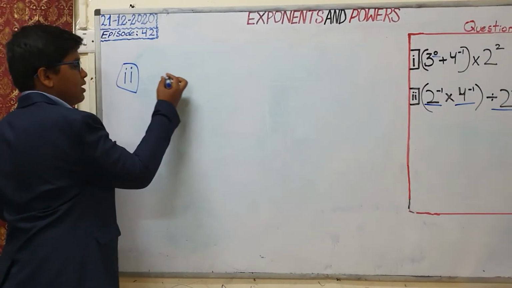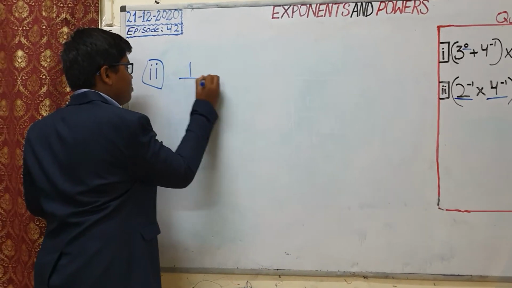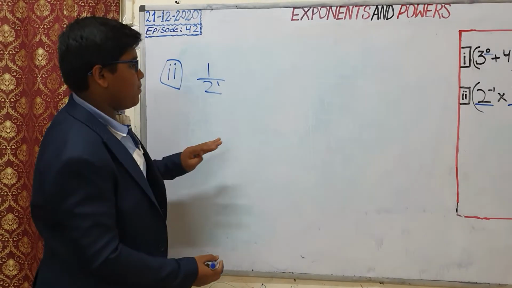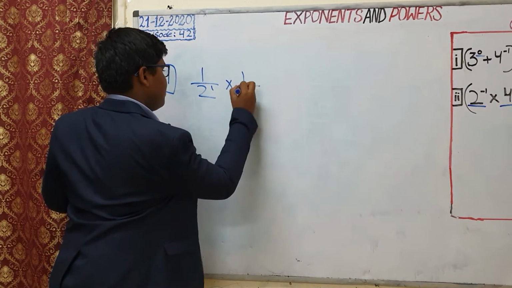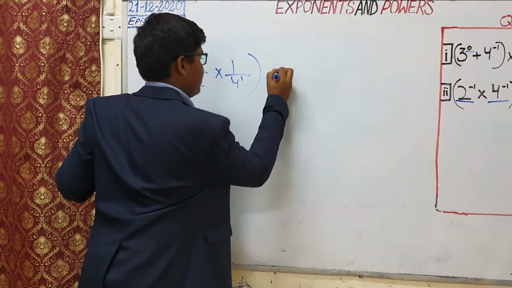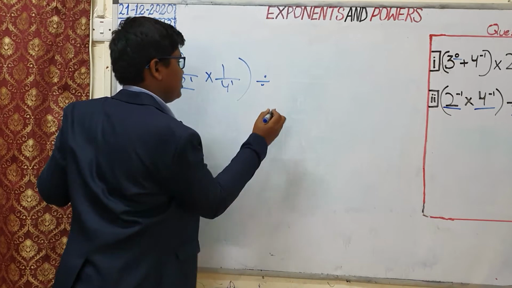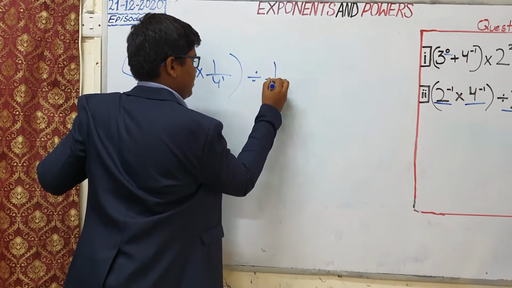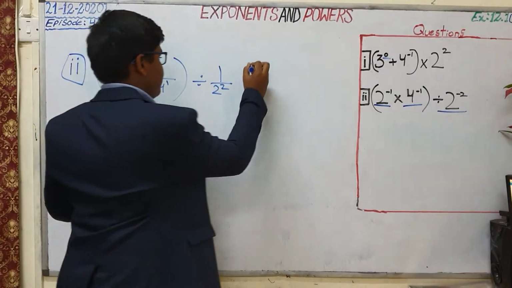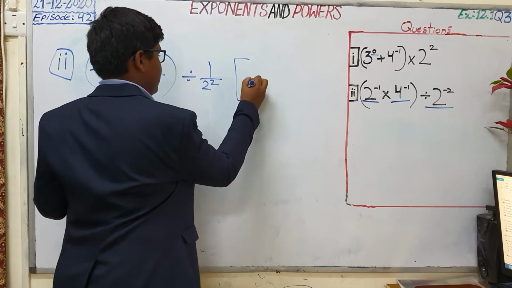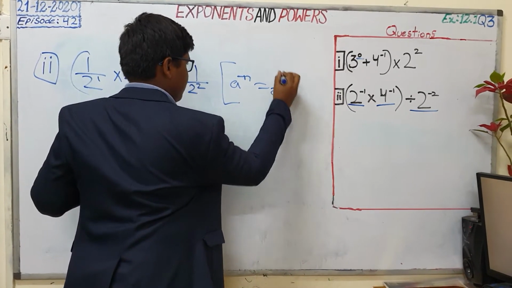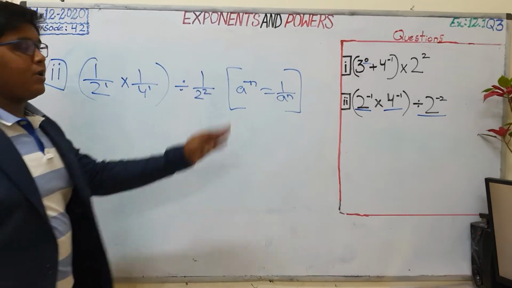So here we will use the old property. 1 by 2 raised to the power 1 into 1 by 4 raised to the power 1 in brackets, then divided by, again using the property here also, 1 by 2 raised to the power 2. The property which we used here is a raised to the power minus n equals 1 by a raised to the power n.